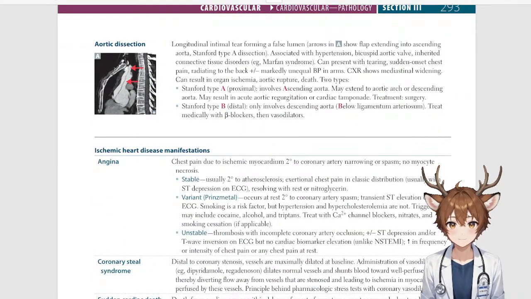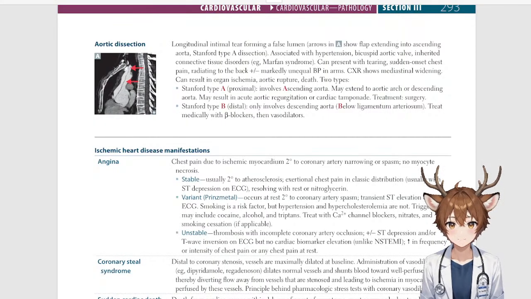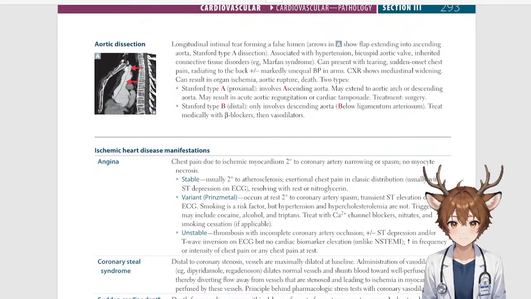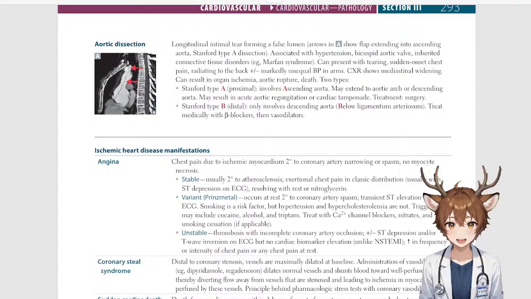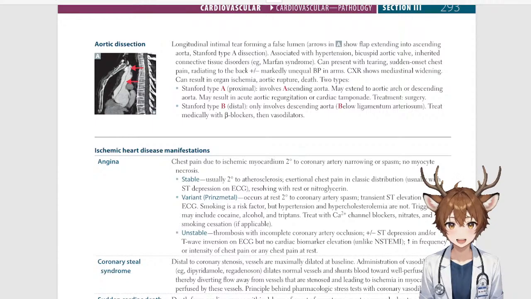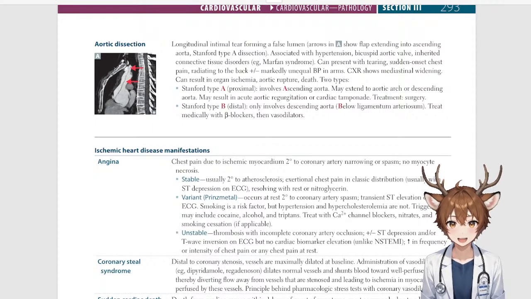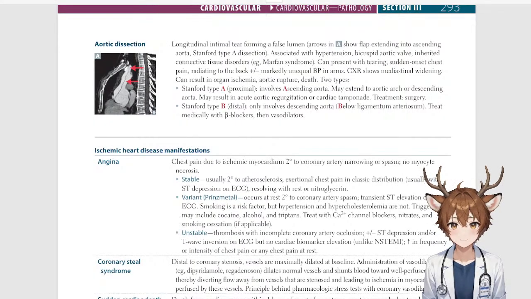Aortic dissection. Longitudinal intimal tear forming a false lumen. Associated with hypertension, the strongest risk factor, bicuspid aortic valve, inherited connective tissue disorder, that is to say Marfan syndrome. Can present with tearing, sudden onset chest pain radiating to the back, plus or minus markedly unequal blood pressure in arms. Chest X-ray can show mediastinal widening. Can result in organ ischemia, embolic stroke, aortic rupture, death.